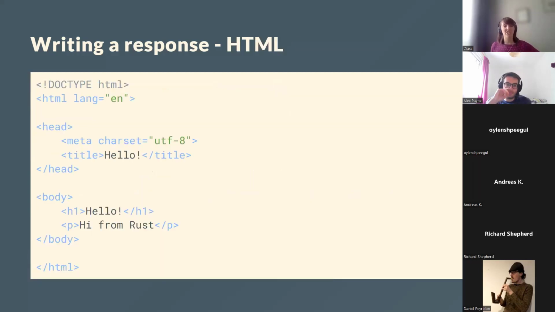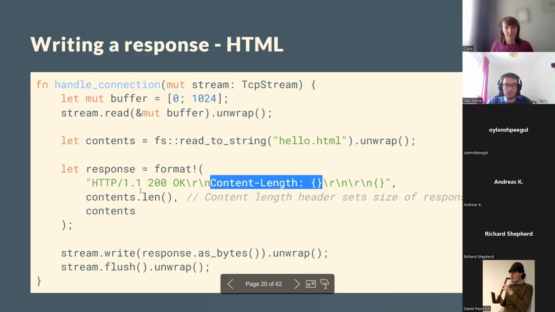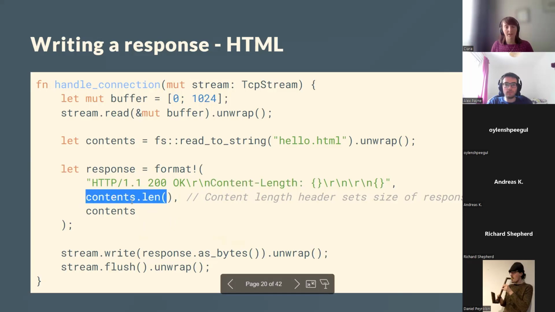We could then change it to return a whole HTML page by saving our HTML into a file, reading that file out to a string, and then returning that as the contents. The contents is going to be in the body of the response, but we also need to specify a header, which is going to show the content length. And that's what this is doing here. So you can see we're saying the content length is the length of the string we read out, and then the contents is the HTML contents.